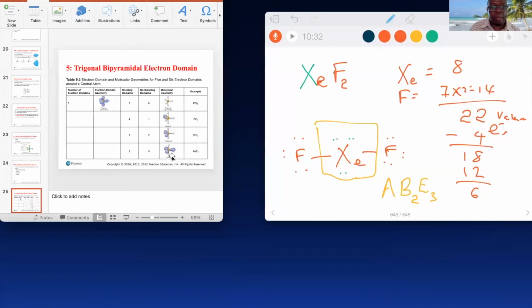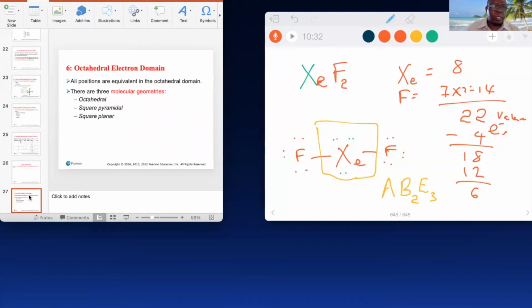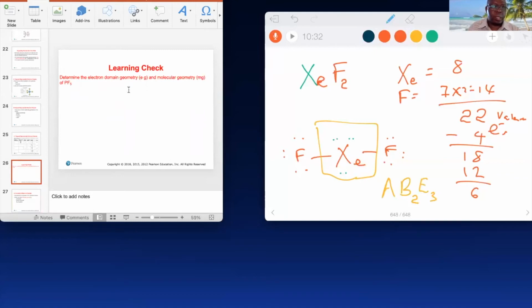How do you describe the electron domain geometry compared to molecular geometry? All of these are adding to 5. Electron domain geometry is trigonal bipyramidal, but molecular geometry can be trigonal bipyramidal, it can be seesaw, it can be T-shaped, it can be linear. Last on that is the octahedral. All right, you can do that on your own. See how that plays out. This is just an example of trigonal bipyramidal.